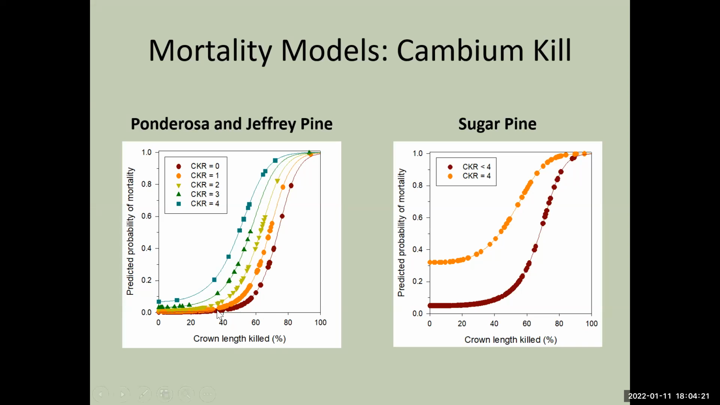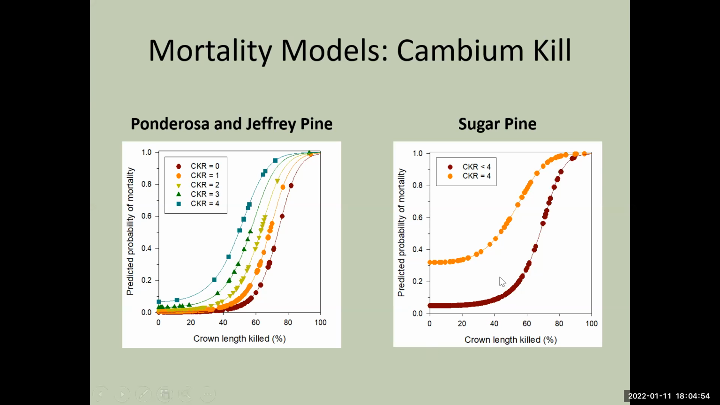It takes greater than 60–70% crown length killed before that tree starts to have a greater than 50% chance of mortality. But a tree that had 4 dead cambium samples, for it to have a greater than 50% chance of mortality, it only needs about 50% crown length killed. So basically, the more cambium injury at the base, the less crown damage you need at the top to have the same level of predicted probability of mortality.